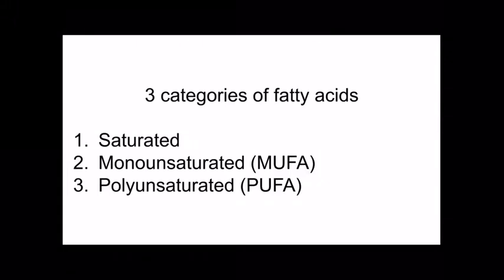So there are 3 types or 3 categories of fatty acids. We have saturated fats, monounsaturated fats, and polyunsaturated fats. You've probably heard of these before. Let's take a look at where these names come from and how the fatty acids look different depending on which of these categories they fall into. First we'll look at saturated.